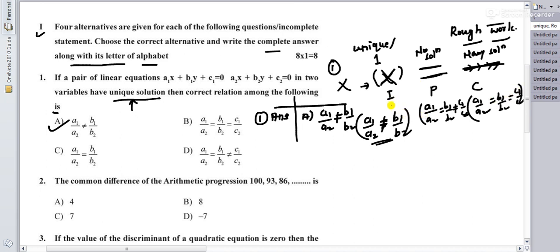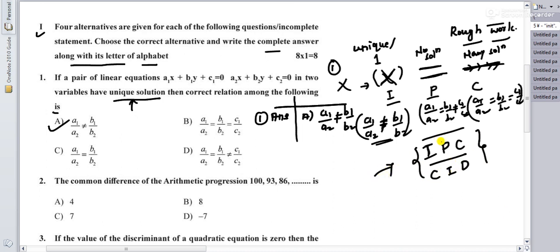So remember this trick, IPC: I for intersecting, P for parallel, and C for coincident. IPC means like Indian Penal Code. Now below that you just write CID. Both of them are related to the police and law system, right? C represents consistent, I represents inconsistent, and D represents dependent. Remember it like this: D represents both dependent and consistent. Intersecting is only consistent, parallel is only inconsistent, and D is dependent.